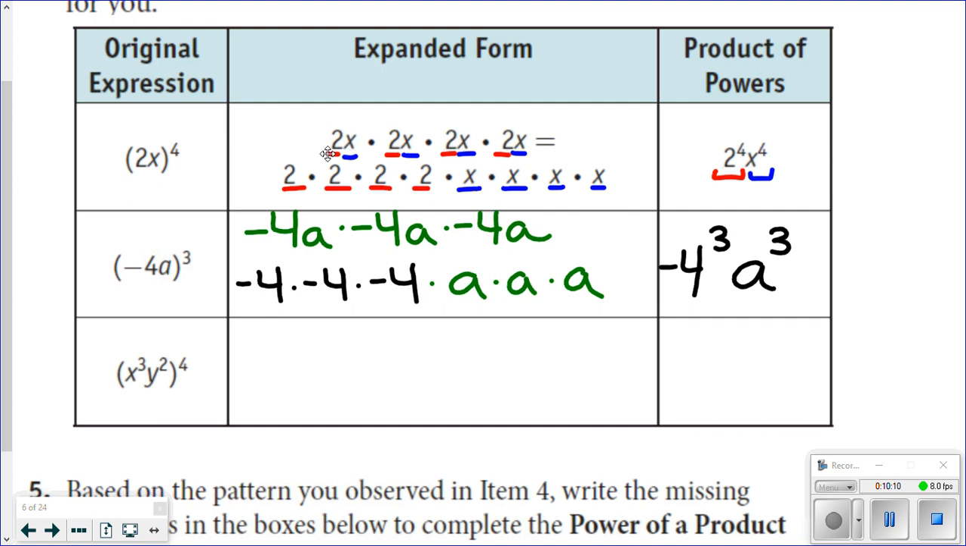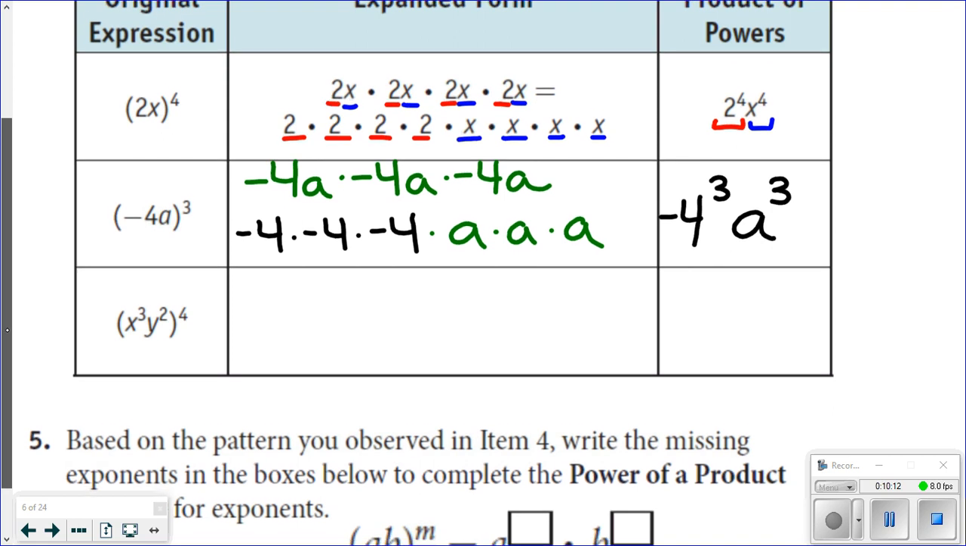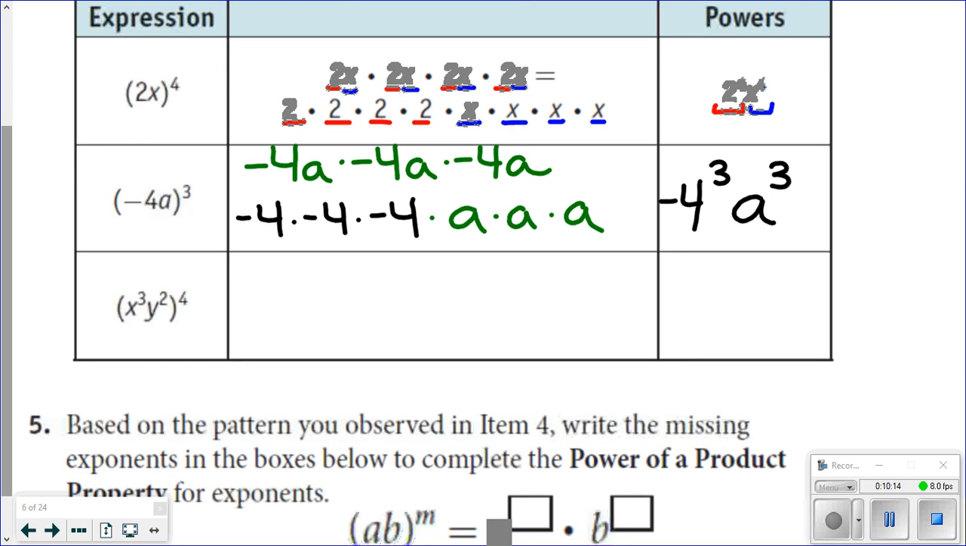Ooh, and look at this last one. This one's a little bit trickier. I have x cubed y squared, and that needs to be multiplied by itself 4 times. Okay, so I have x cubed y squared.